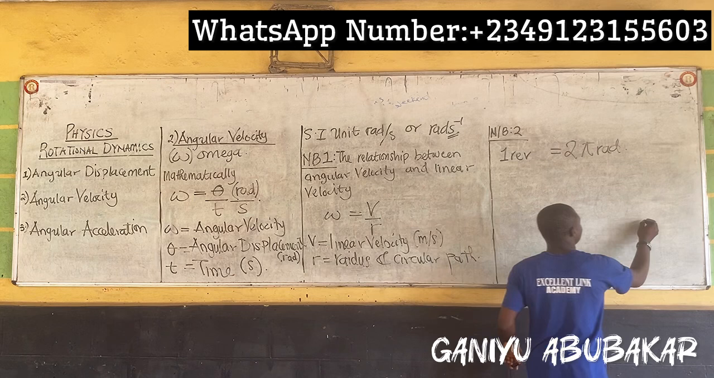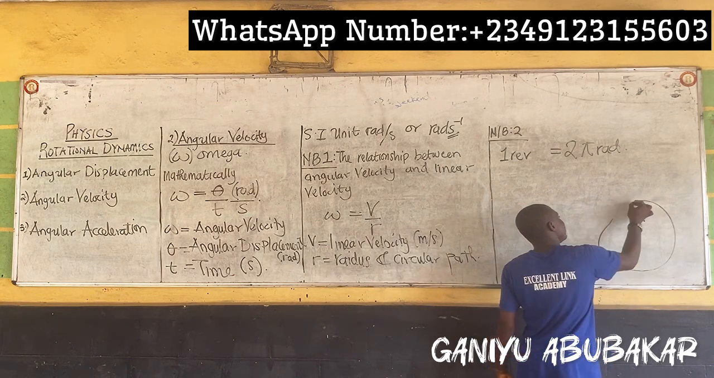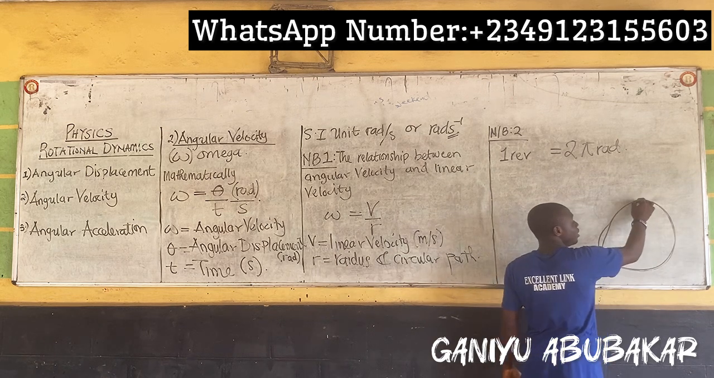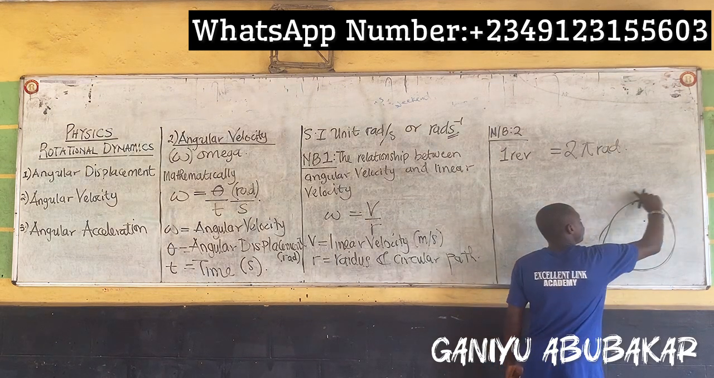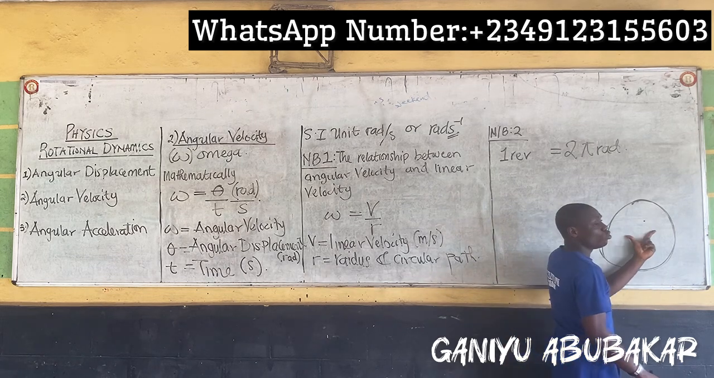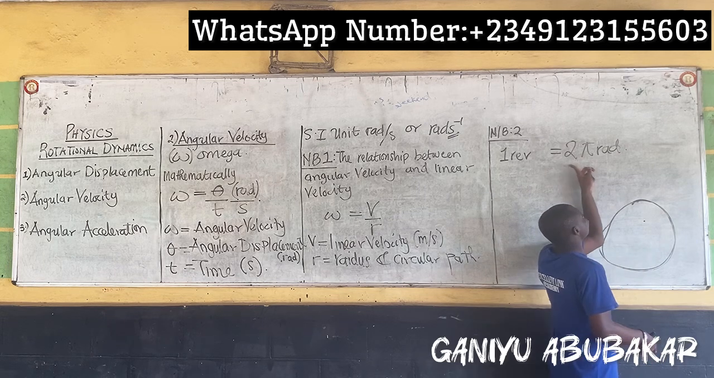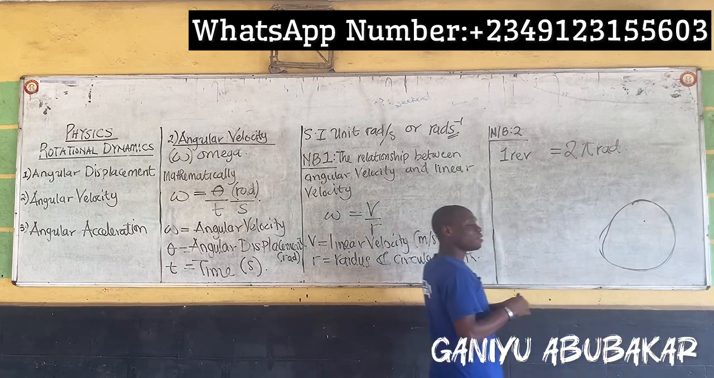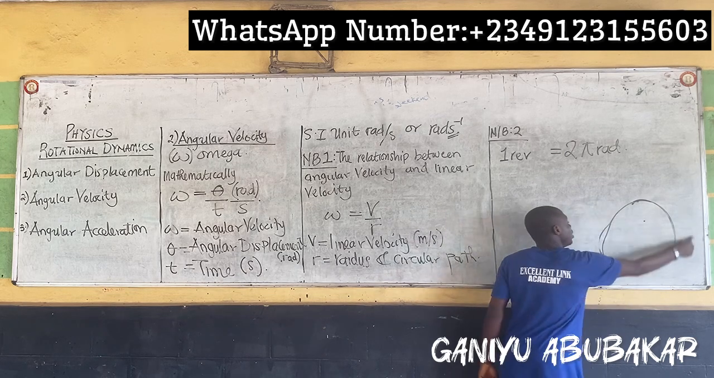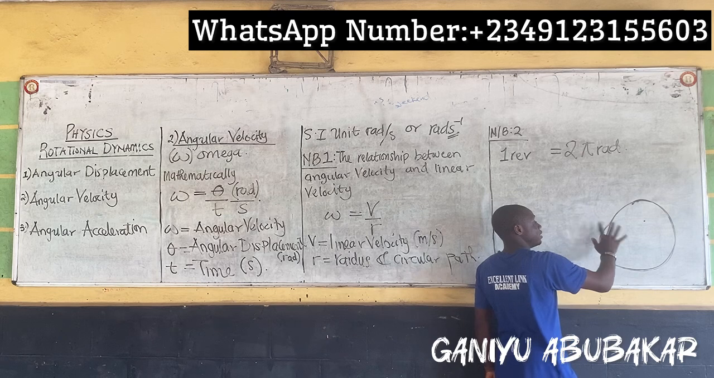Let's say I have my center here and a body moves this way from this point and goes back to its original state in the circular path. This has completed one revolution. So one revolution, one complete full circle, is equal to 2 pi rad. For you to complete one oscillation, it's equivalent to 2 pi rad. Please bear in mind.